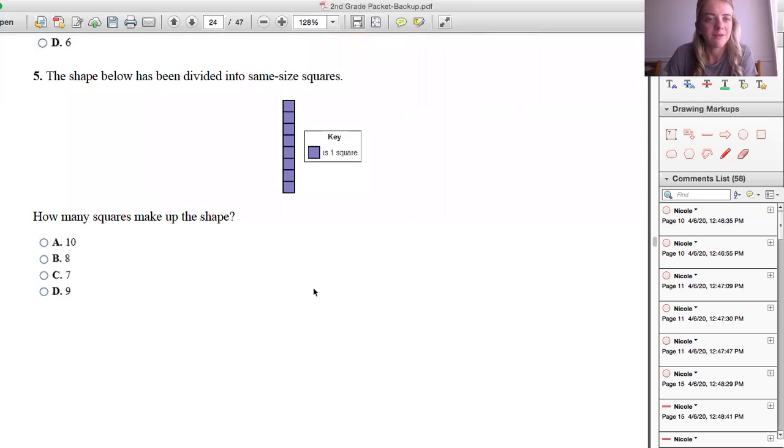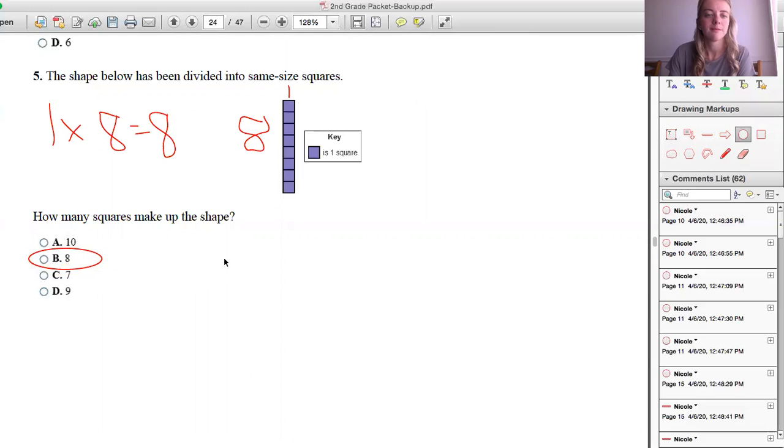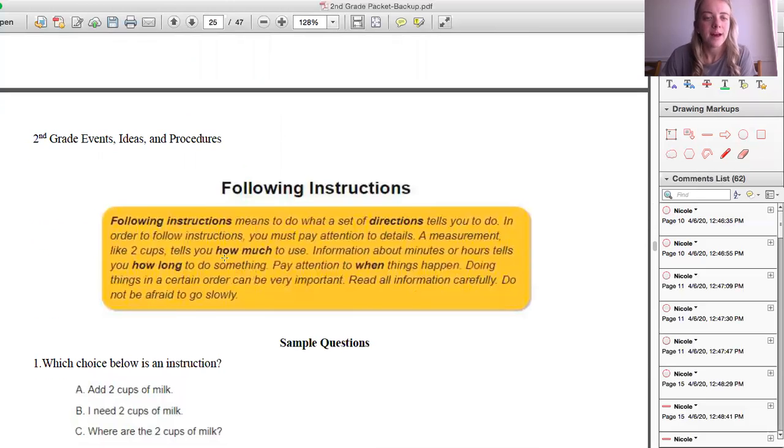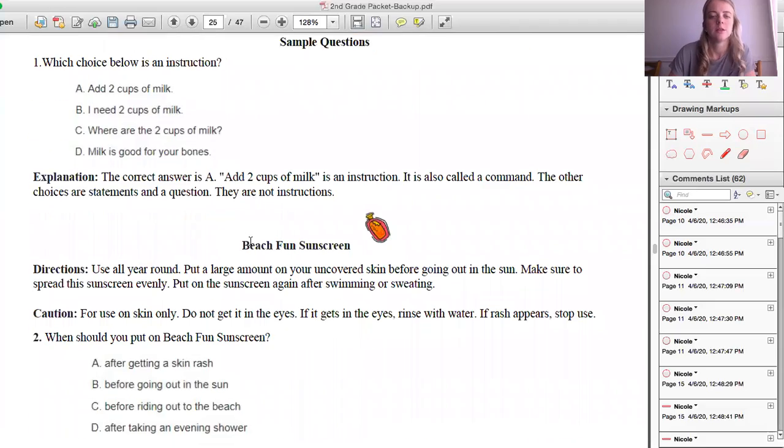And finally, number 5. The shape below is divided into the same size squares. Don't get confused with this one because it is as easy as you think it is. Across, there's only 1. 1, 2, 3, 4, 5, 6, 7, 8 down. So your multiplication problem is as easy as it sounds.